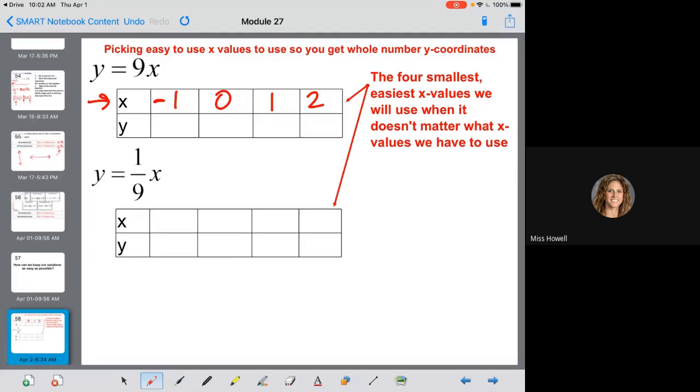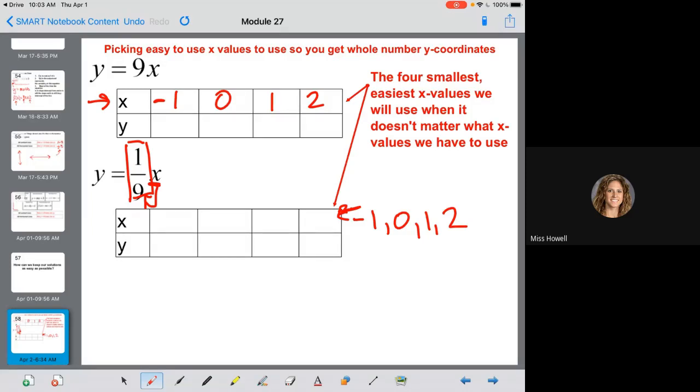Now, remember, when our coefficient in front of x (coefficient is just a fancy word for what number is in front of x) is a fraction, then using -1, 0, 1, and 2 here would work. It would give us locations on our line, but they wouldn't be easy to graph, because remember that our ultimate goal is to take these points we solve for and put them in their picture format. So they would give us fraction or decimal y values, which would be really tricky to put into our coordinate plane.